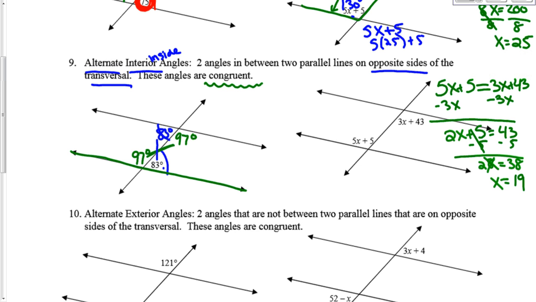Come back over here and I plug that in. Let's start with this angle. 3 times 19 plus 43. And when I go ahead and I do that math, I get 100 degrees. Okay, now this guy should also be 100, so this will be a good check. 5 times 19 plus 5. And when I do that math, I do also get 100 degrees. So I'm good to go.